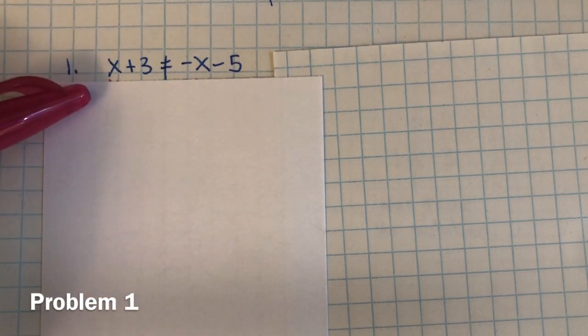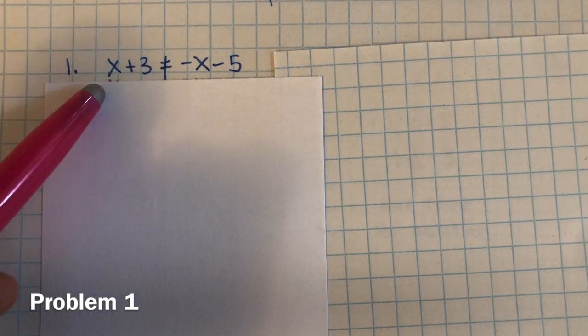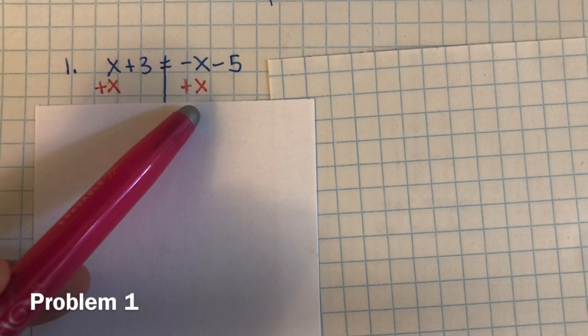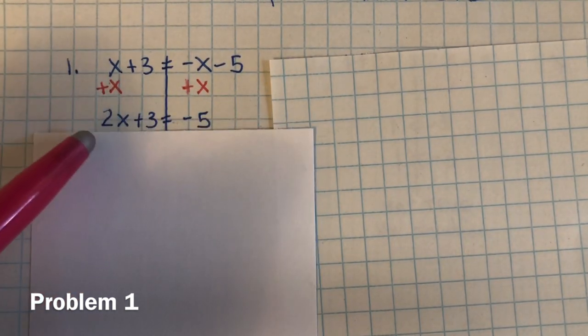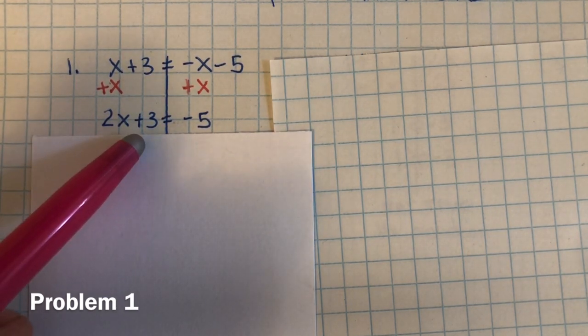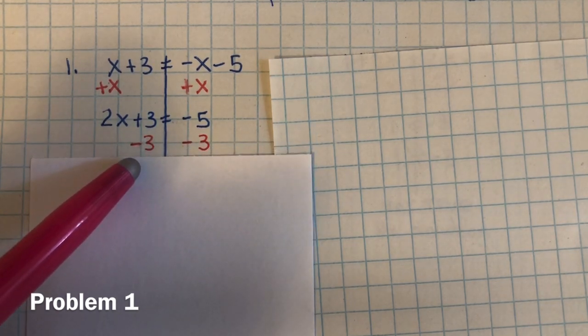We want to get the x to the side that has a greater value. And the greater value is the left side. So we're going to add x to both sides. This created a zero pair. x plus x equals 2x. Still don't have x by itself, so we're going to subtract 3 because the inverse of addition is subtraction.